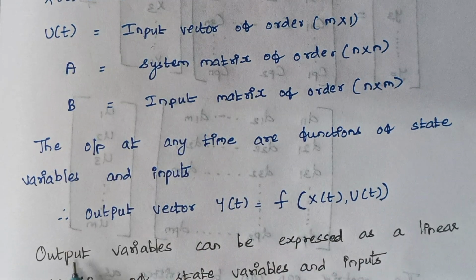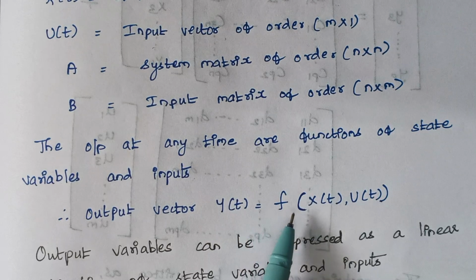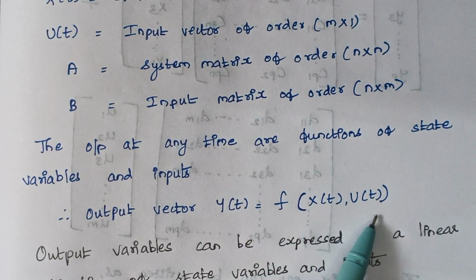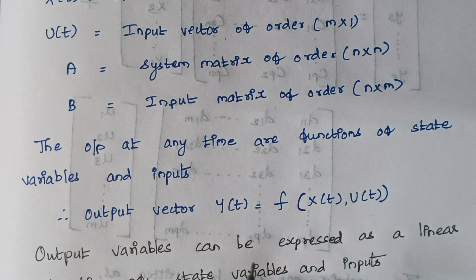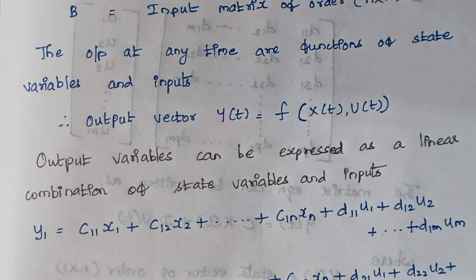The output at any time is a function of state variables and inputs. So here the output vector is generally represented as y of t, a function of x of t and u of t, right? That is, they are functions of input and state variables. And output variables can be expressed as a linear combination of state variables and inputs. Based upon the state variables and inputs, we will get the respective output variables.